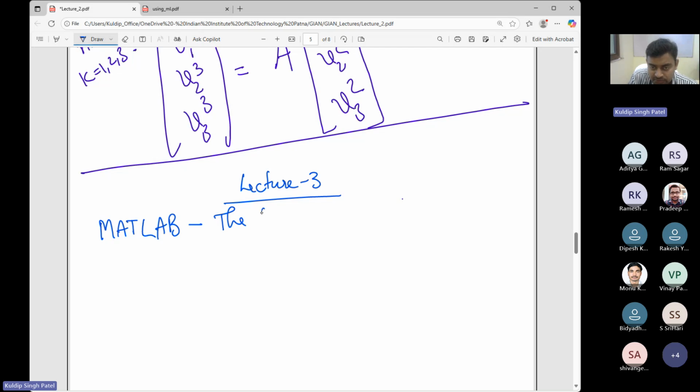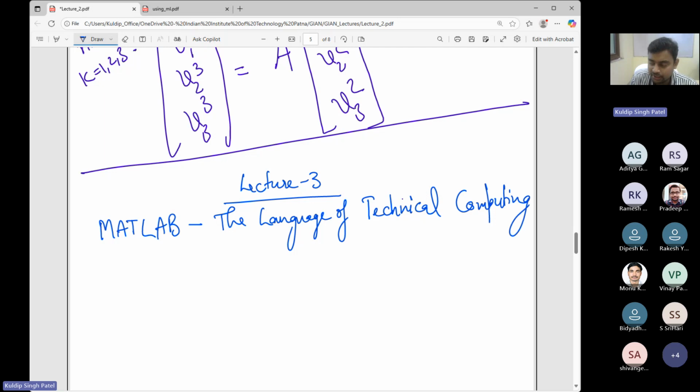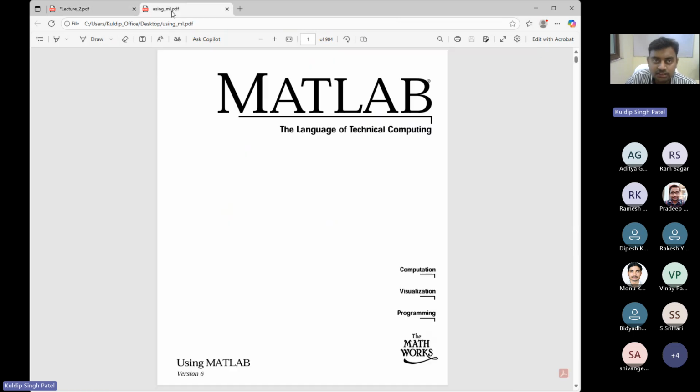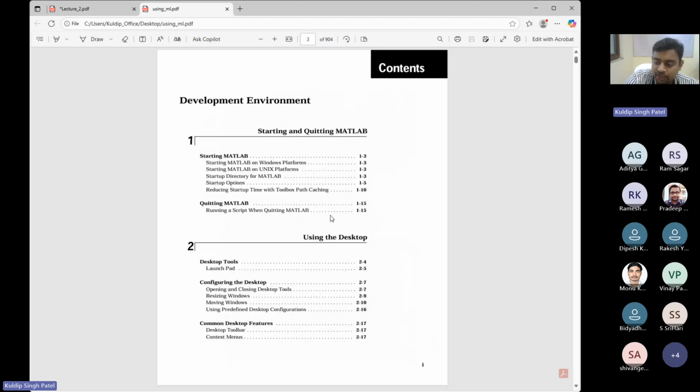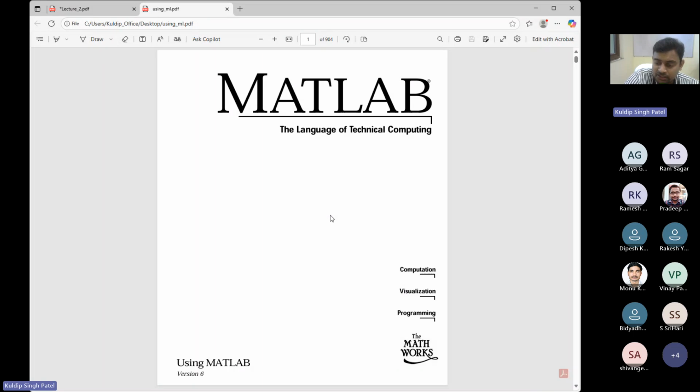The language of technical computing. Although it is a very large book, you can see I have shown it to you, the language of technical computing. This is of 900 pages, but it's okay. Whatever you need, you can take from this, right? This is published by MathWorks. Actually, the home of MATLAB, right?